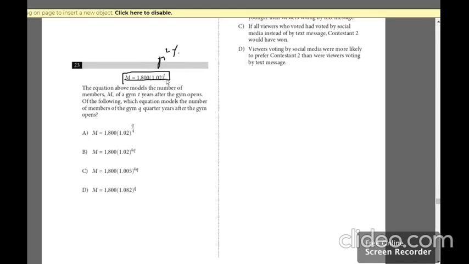Okay, 1.02, and T is the years. Now they're asking us Q quarter. So if you know quarter is nothing but 1/4, so this and this rules out.